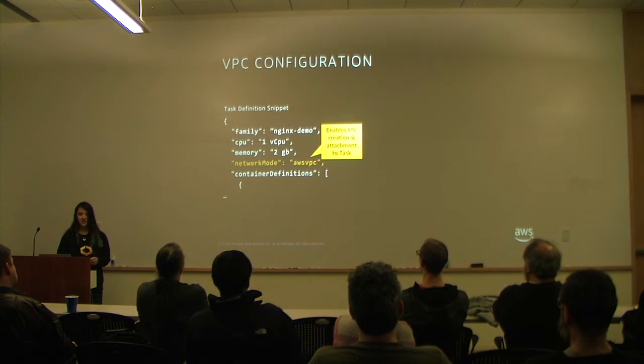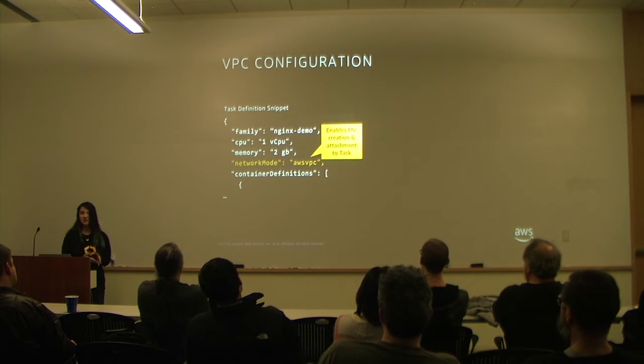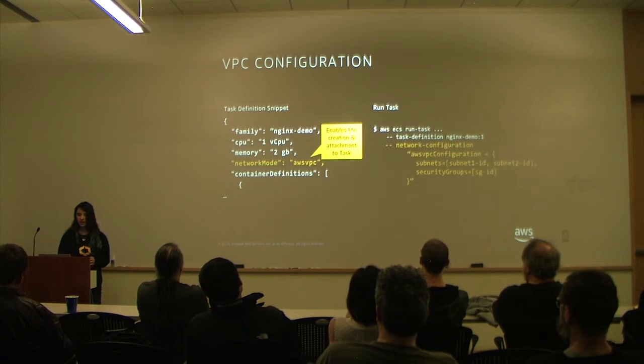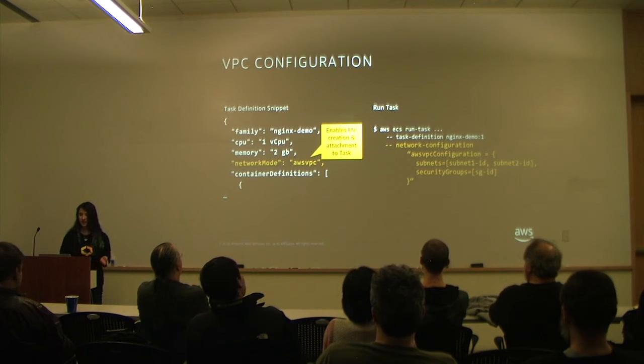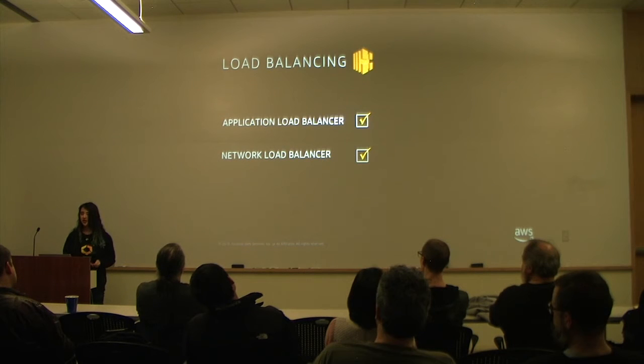Okay, so here's another little snippet from a task definition. In the task definition for Fargate, for networking, you just have to add the AWS VPC network mode. And then if you're running it using the AWS CLI, you have to specify the subnets and the configuration. There's a way you can click this in the console, which I'll show a bit later. Fargate also supports application load balancers and network load balancers. You can just use them the same way that you could in ECS.